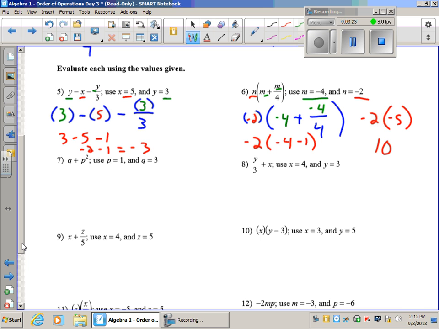Number 7, you replace the letters with parentheses. So everything in blue was already there. Replace the Q with 3. You replace the P with 1. So 3 plus, this is really 1 times 1, which is 1. So 3 plus 1, 4.